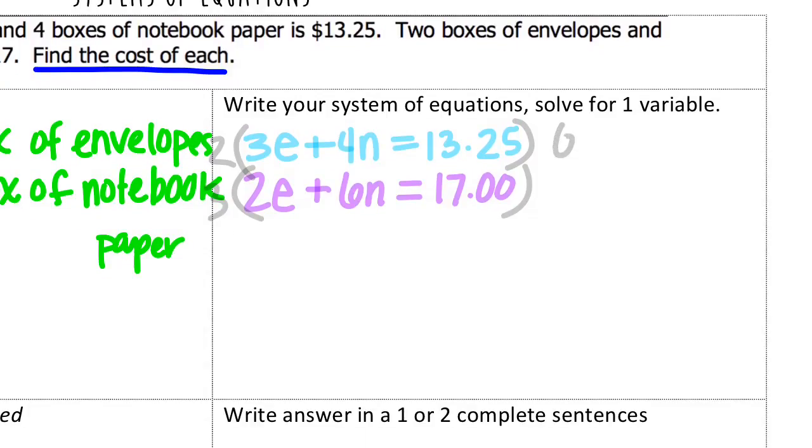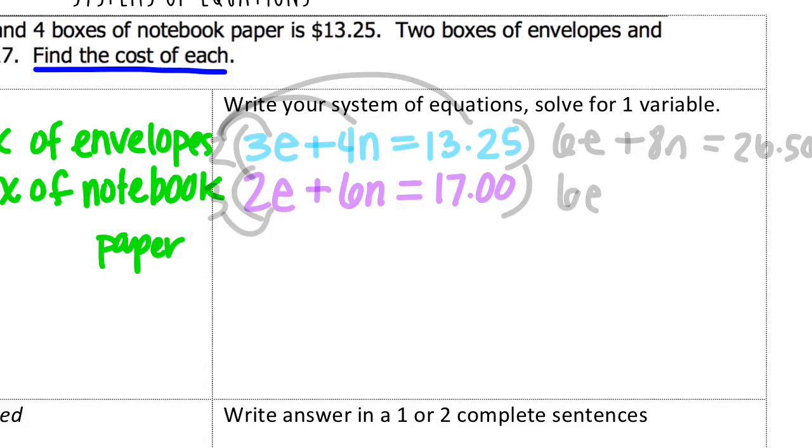So I know I get 6e, okay, 2 times 3e, 2 times 4n gives me 8n, and 2 times 13.25 is 26.50. Okay, and then I do the same thing for the bottom. 3 times 2 envelopes gives me 6 envelopes. 3 times 6 notebooks gives me 18 notebooks. And 3 times 17, that's 30 and 21, so that gives me $51.